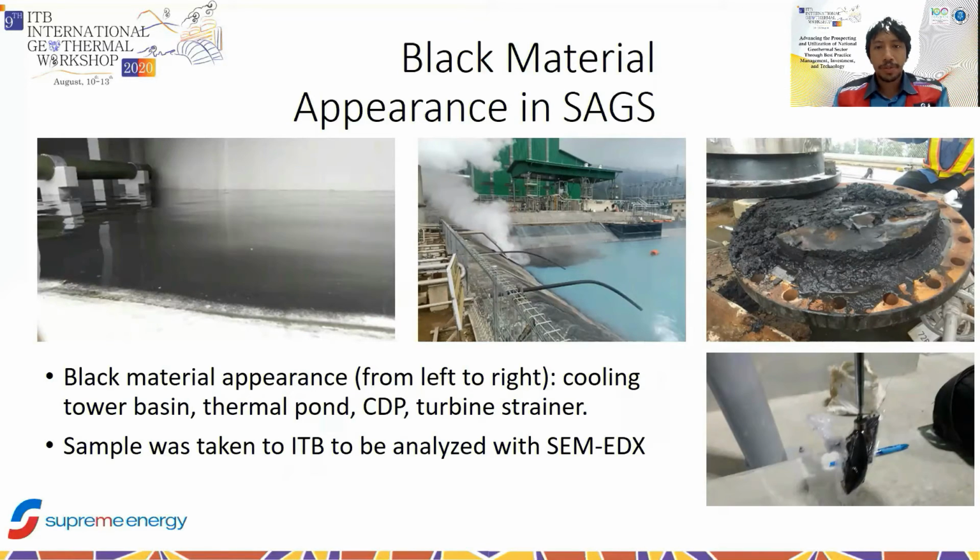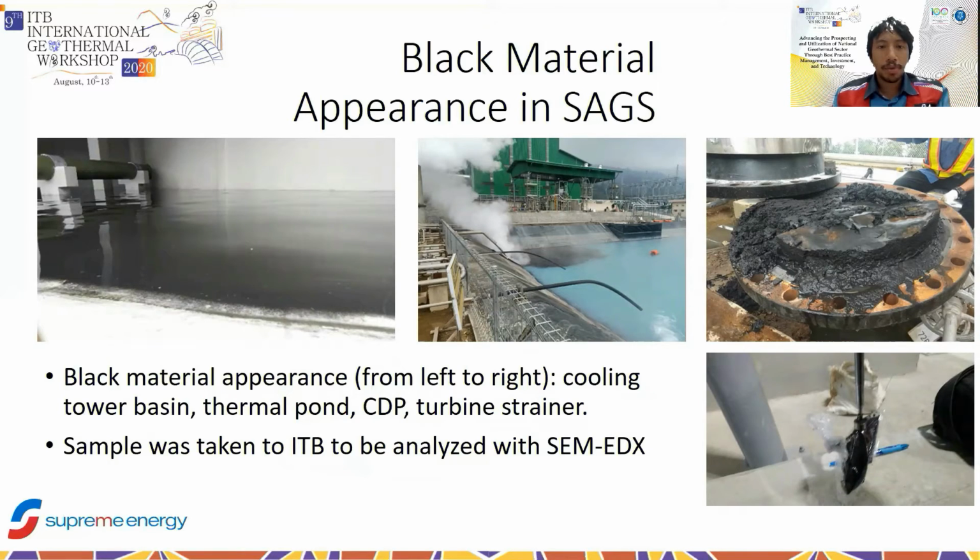This is the physical appearance from the condensate drain pot. As you can see, it is very fine grain, blackish and reddish, probably with some rust in it, or it is really rust. And then this is from the strainer of the turbine. It has magnetic properties.